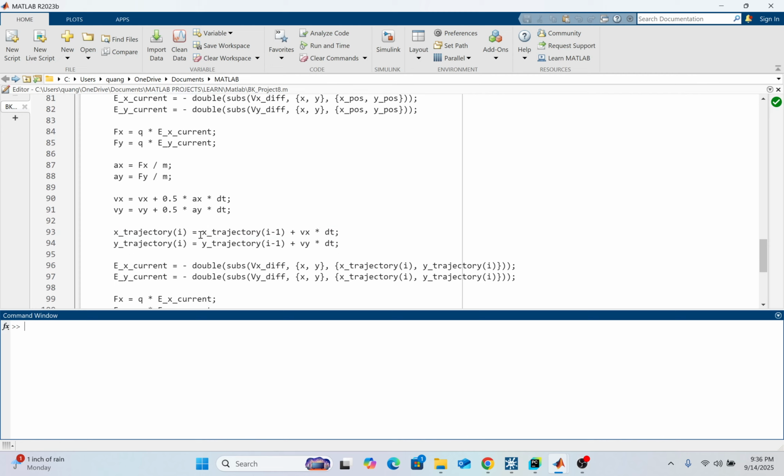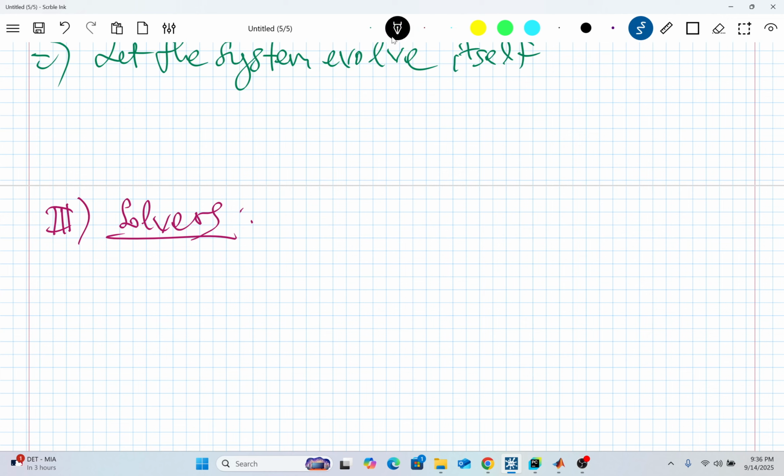Dt is fixed. Okay. And we will talk about the third section. It's about the solvers. Why do we need solvers? Because solvers are basically the algorithm. It is the algorithm to solve for the numerical solution.